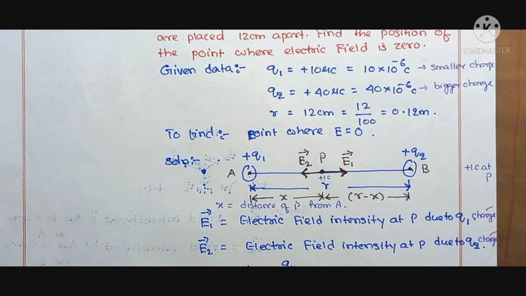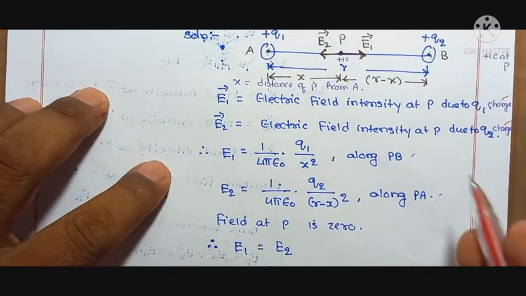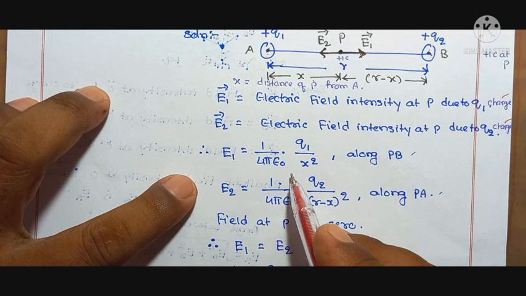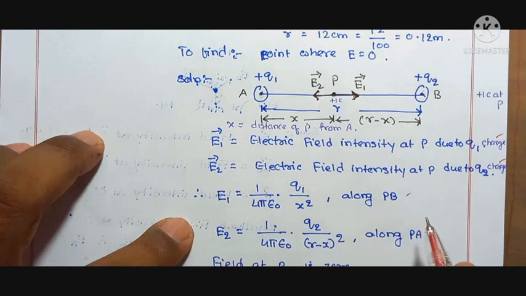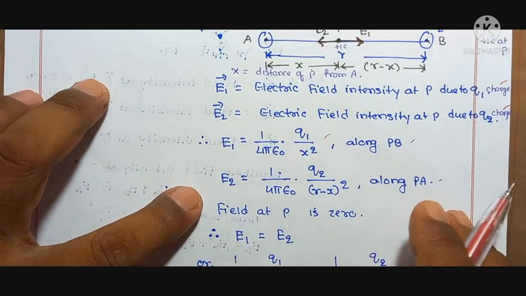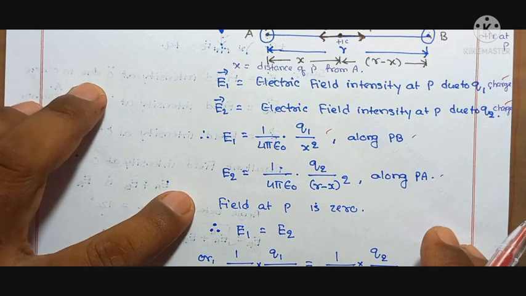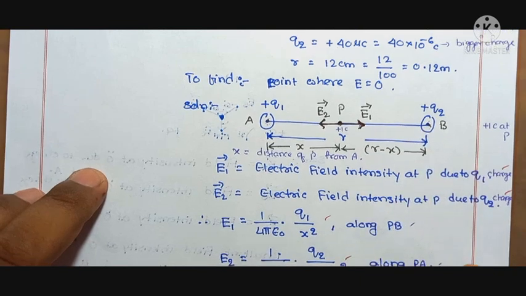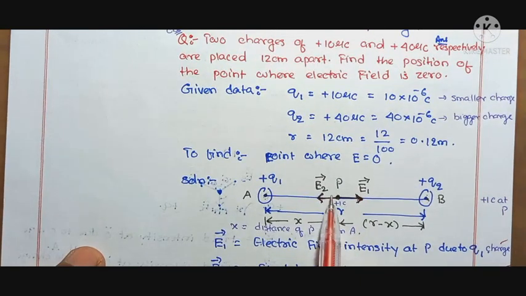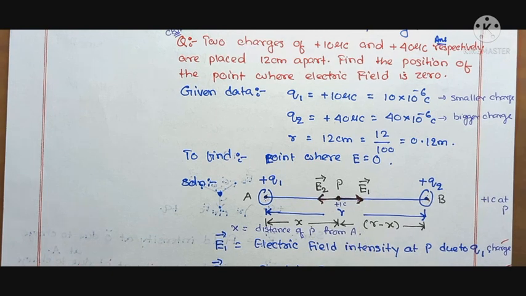So after finding out the electric field intensity direction, now calculate the magnitude of the electric field intensity. That is E1 is equal to 1 by 4 pi epsilon 0 Q1 by distance square. What is the distance between them? x. So x square. E2 is equal to 1 by 4 pi epsilon 0 Q2 by r minus x whole square, because the distance here is r minus x. Here the two electric field intensities are acting in opposite directions.